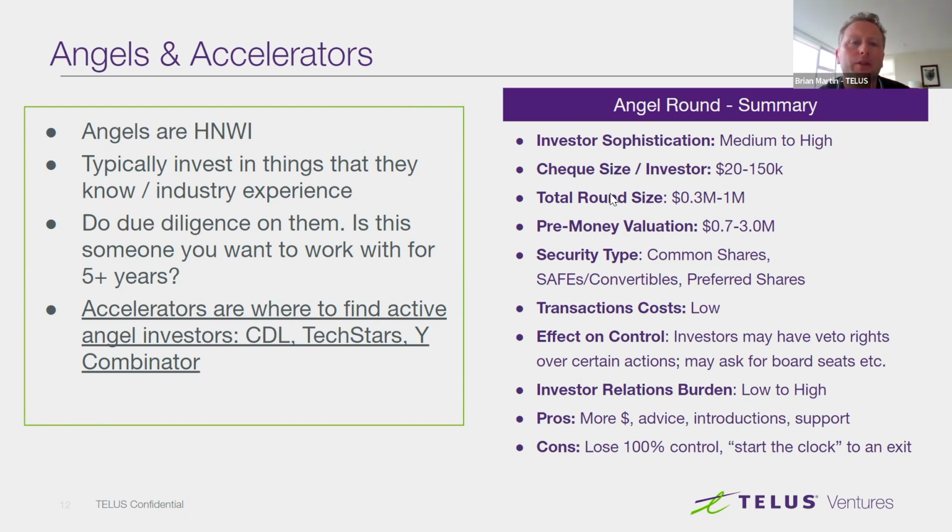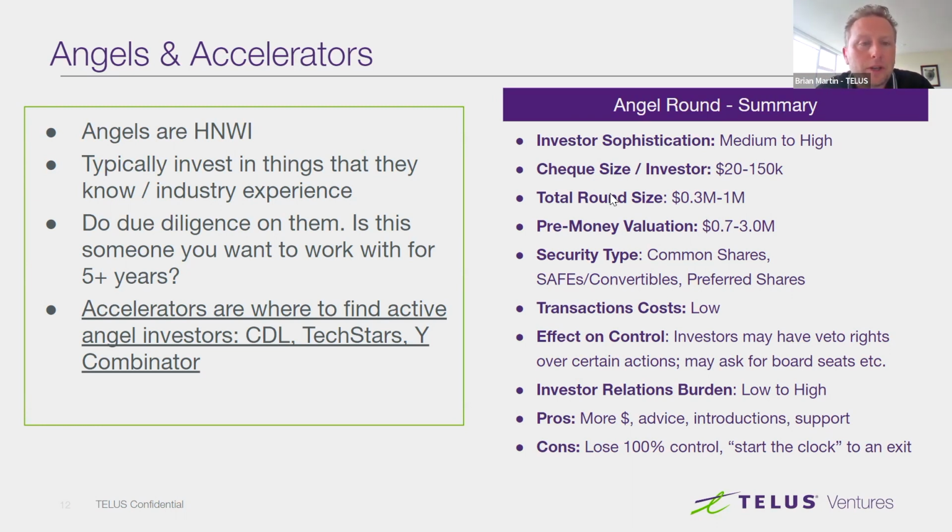I think I prepared these last year. I'd say that these have crept up a little bit since last year, but I've seen angel rounds coming in at around $4 or $5 million pre-money. The security type is totally a la carte, depending on what the investor wants. They could be SAFEs, convertibles, preferred shares.